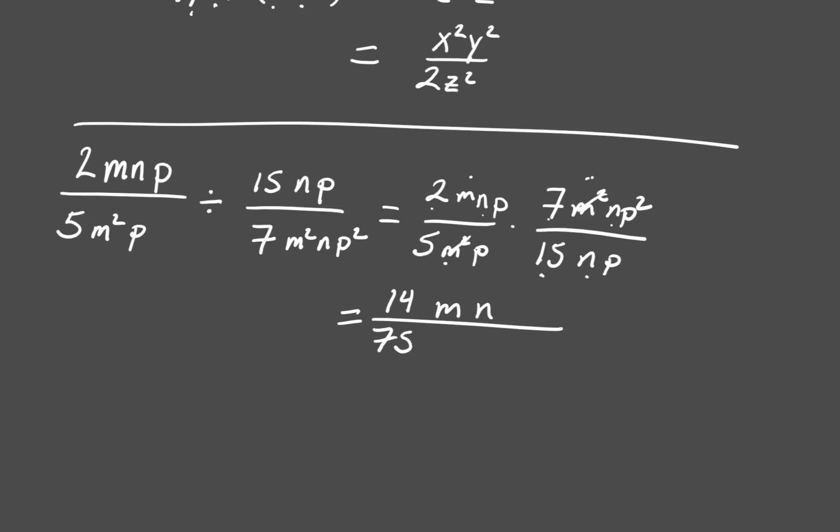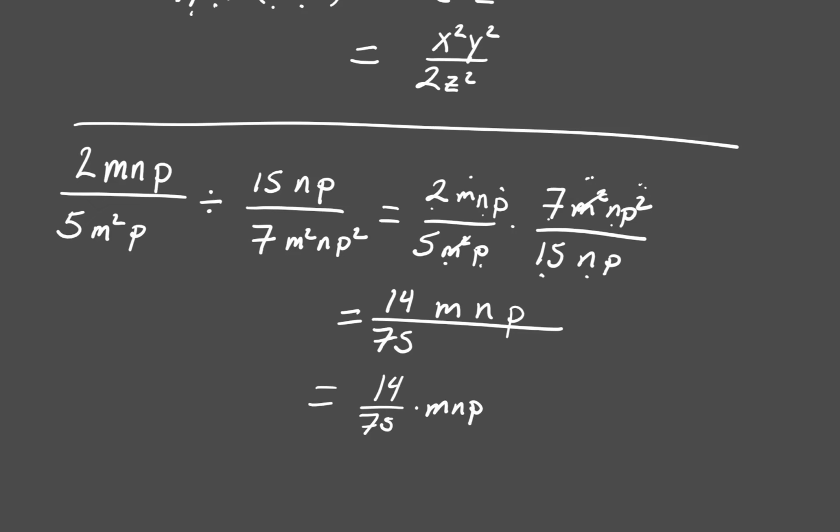And with the p's, looks like the p's all cancel, right? I've got one p, three p's. Nope, they don't all cancel. I've got three p's on the top, I've got two p's on the bottom, so I have one p on the top. I don't have anything else on the bottom, no variables on the bottom, so let's rewrite this as 14 over 75 times m n p.